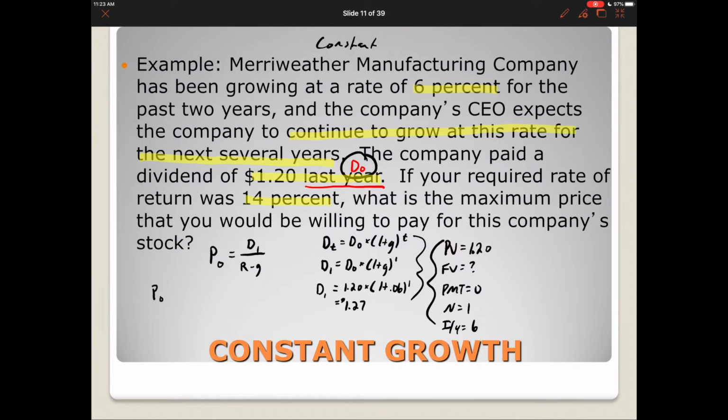So now to solve for the current price, I take that next year's dividend of $1.27, and I divide it by R, which is 0.14, the 14%, minus G, which is 0.06, and I get a current price equal to $15.88. So this is a constant growth scenario where the current price is equal to the next year's dividend divided by R minus G. That's the key part: you calculate the next year's dividend and you divide it by R minus G.